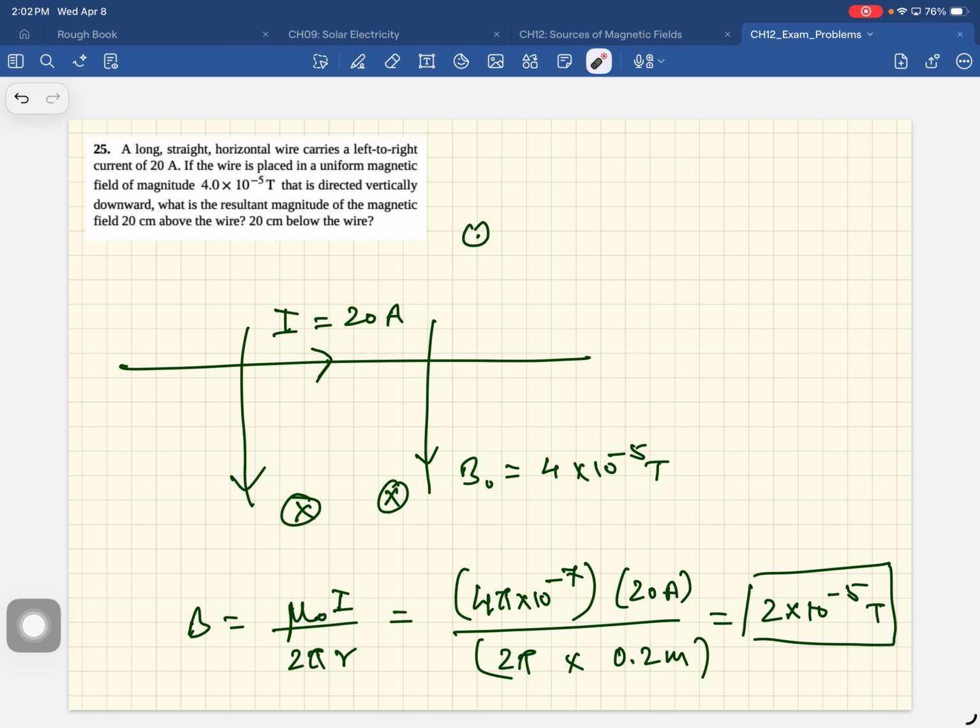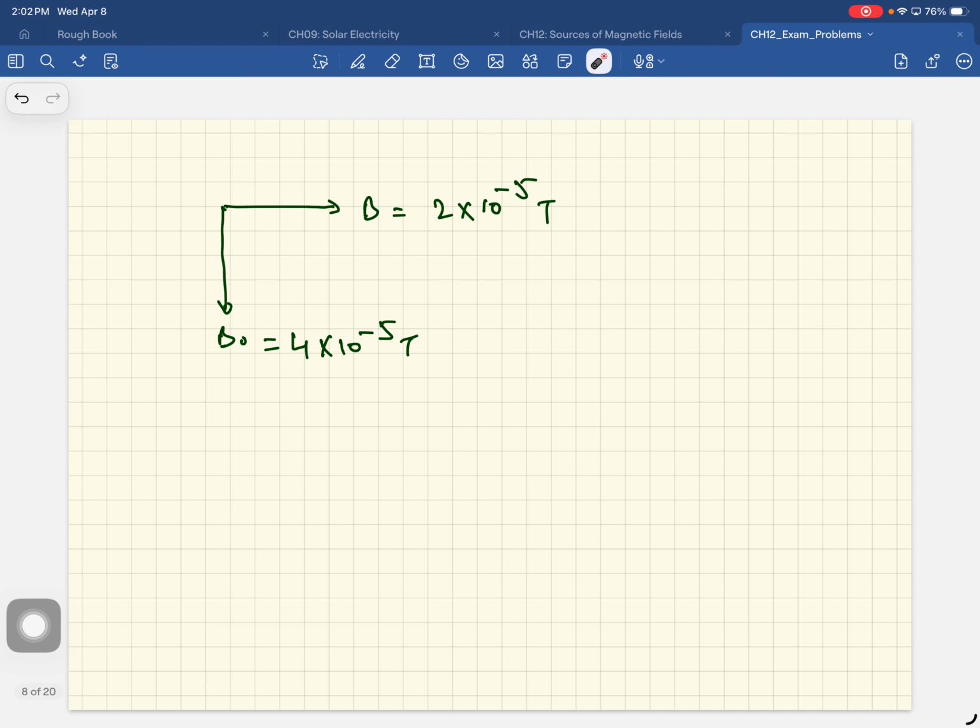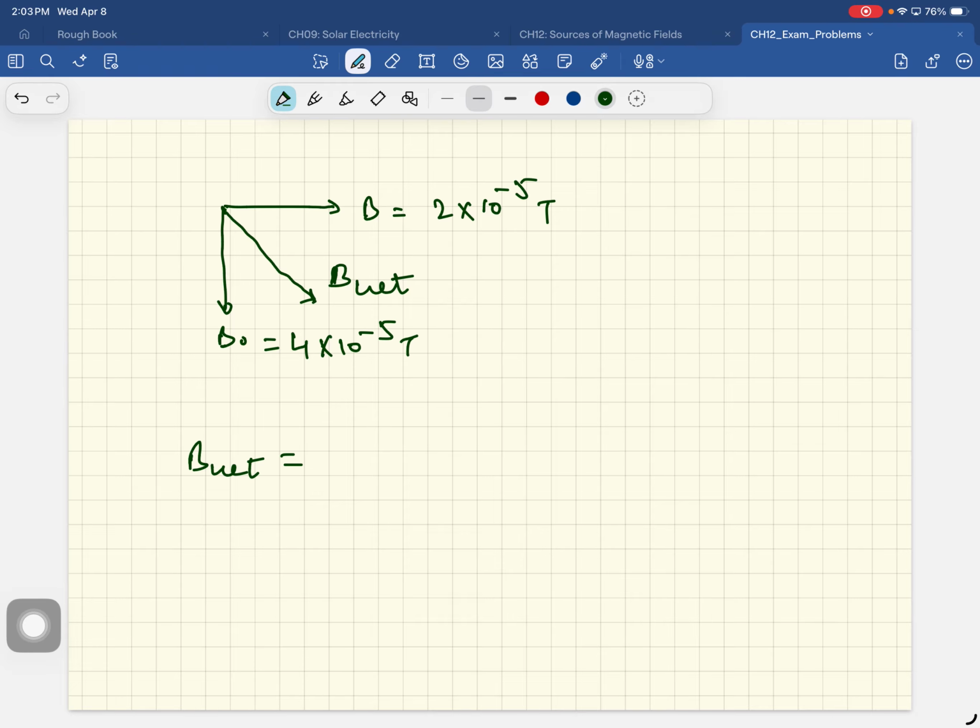A flat circular loop has 20 turns. The radius of the loop is 10 centimeters. And the current through the wire is 0.5 amps. Determine the magnitude of the magnetic field at the center of the loop. So they want you to find the magnetic field at the center of the loop.